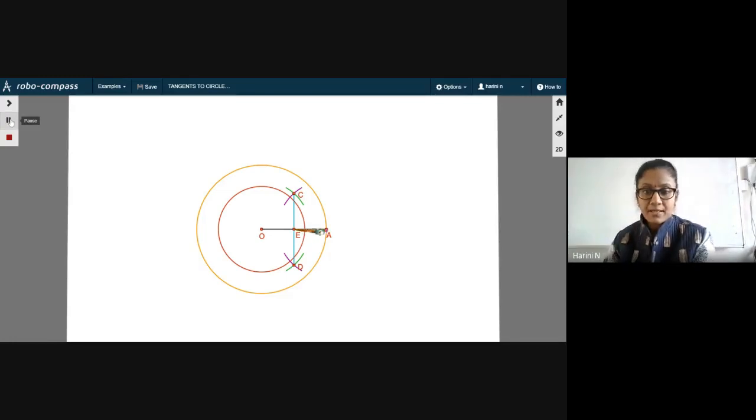So next step, with E as center and radius OE, I have drawn a circle intersecting the original circle. Can you see red is the original circle? This pink is the new circle I have drawn with E as center and OE as radius. Can you see the red and the pink circle are intersecting at 2 points? Those are the points that you have to mark. So I will mark it as X and Y.